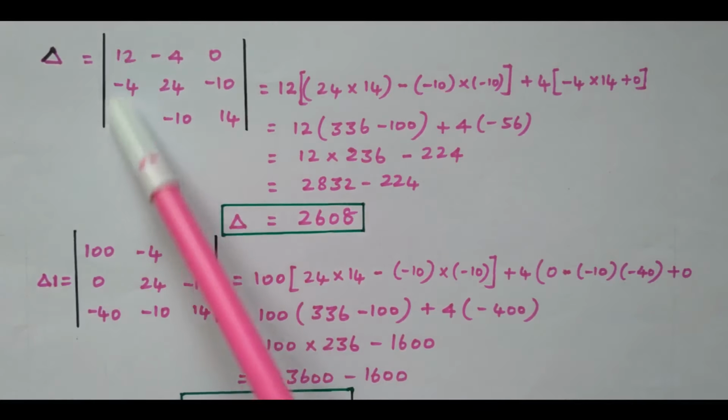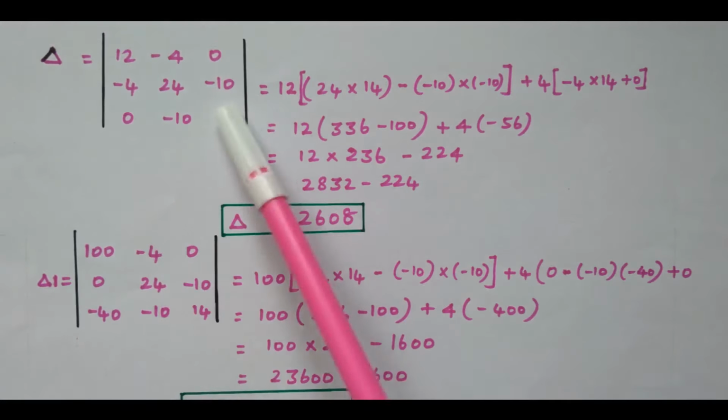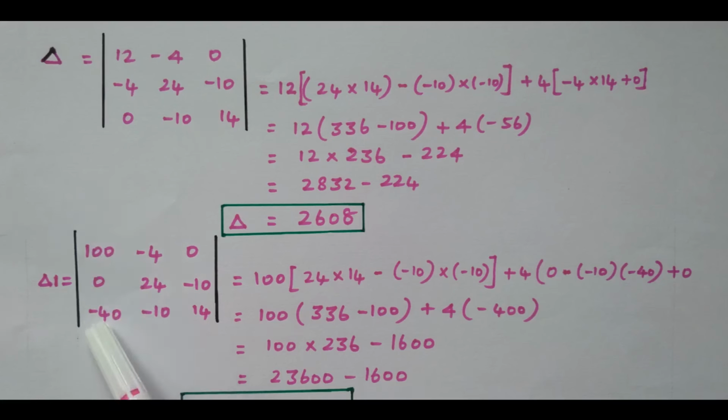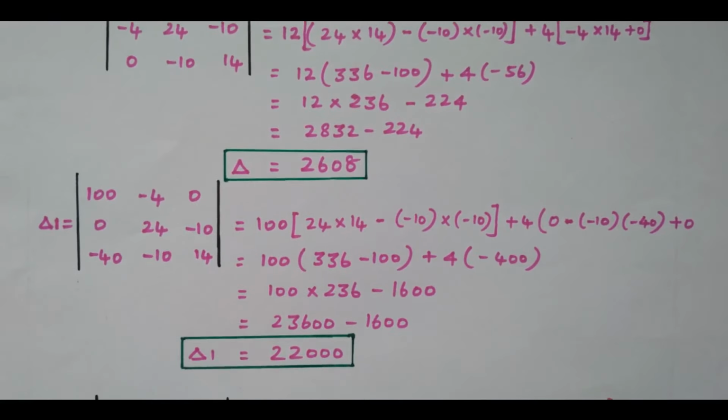Replace the first column with the voltage matrix. Voltage matrix is 100, 0, minus 40. Delta 1 is nothing but the resistance matrix in which the first column is replaced by the voltage matrix. Now we'll go for the simplification of this delta 1. So I take this 100 into 24 into 14 minus 10 into minus 10, same process.